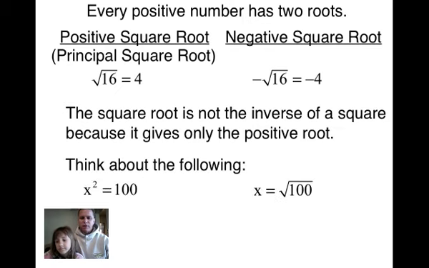Okay, think about the following. We have x squared equals 100. Well, that can either be 10 or negative 10, because 10 times 10 is 100. You know that one, right? Yeah, most people do. And then negative 10 times negative 10 is also 100.